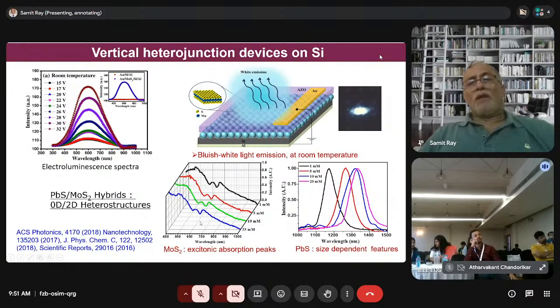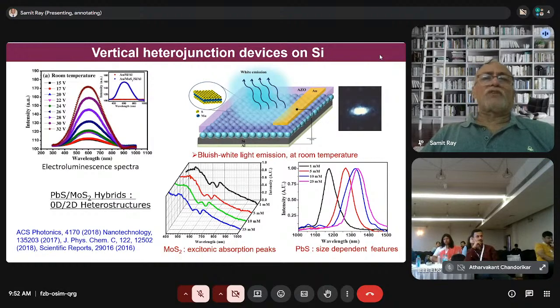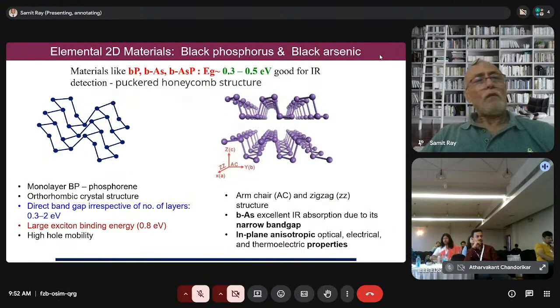MoS2 gives detection in the visible wavelength range, about 500 to 900 nanometers. The lead sulfide is infrared. You can tune the infrared wavelength from 1200 nanometers to 1500 nanometers by varying the size of the lead sulfide. So this shows this hybrid material is extremely promising for making futuristic photonic devices.